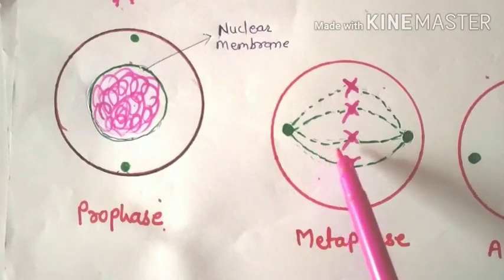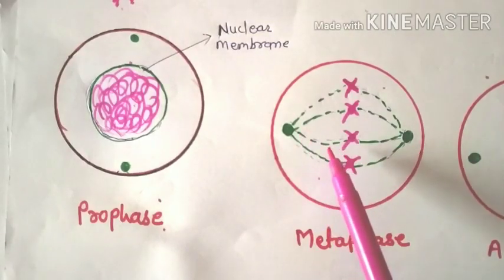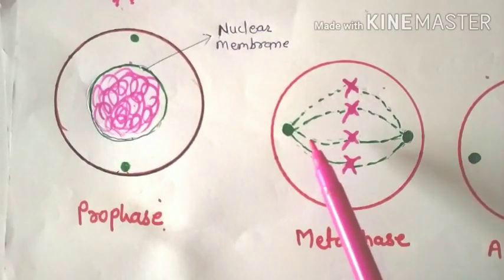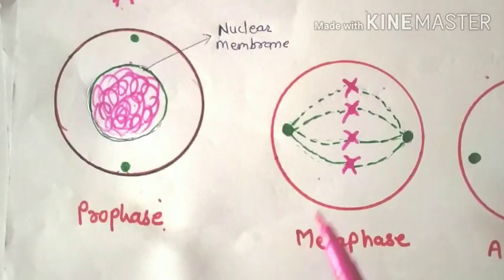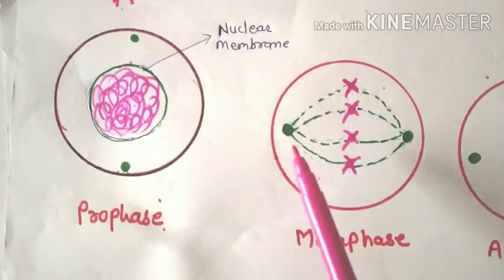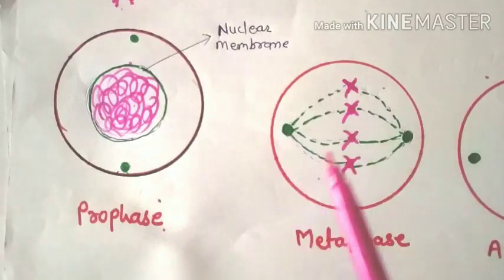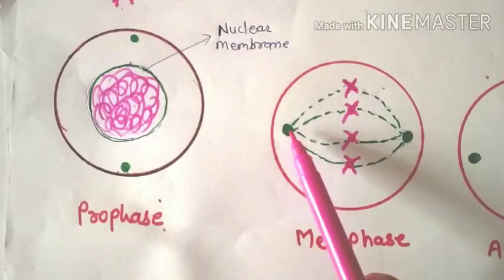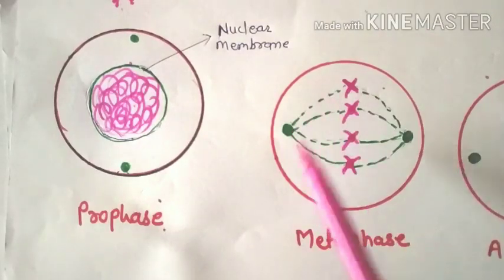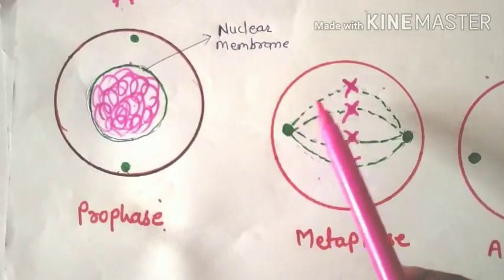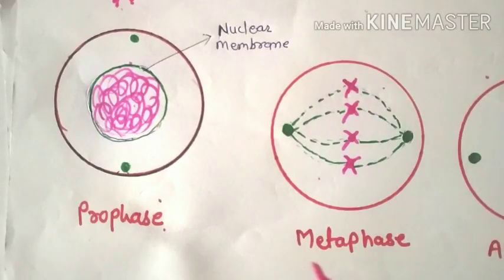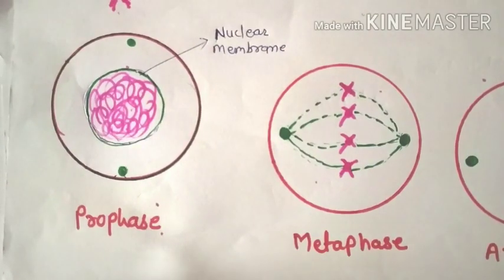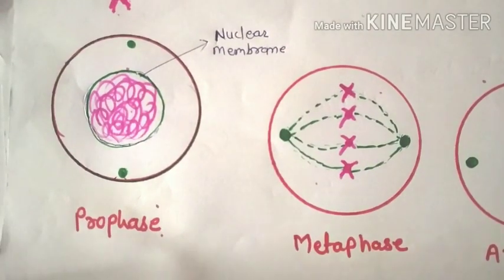Then see, these dotted lines are spindle fibers. They start to appear from the centriole to the centromere. This is a centromere. The spindle fiber is a flexible protein fiber. They are produced from the centriole to the centromere of the chromosome. Here ends the metaphase. Then move to the next phase, that is the anaphase.